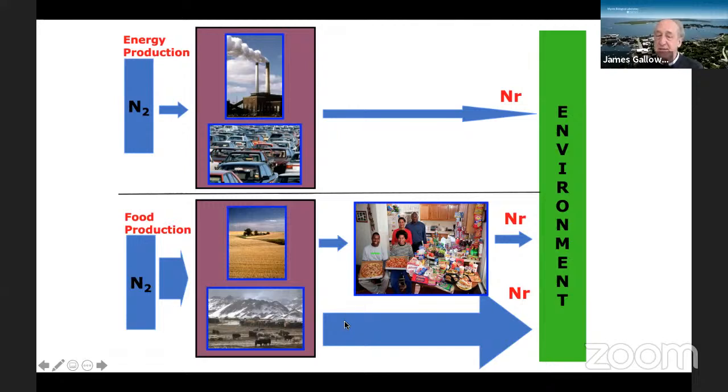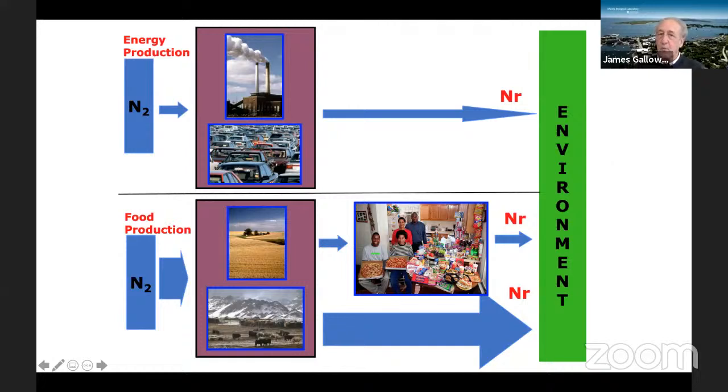And this is all the nitrogen used to produce food, but never enters a human mouth. It's called virtual nitrogen, and it's put into the environment by virtue of our creating food. So it's not a stretch to say that most of the reactive nitrogen on a global basis created by people enters the environment.